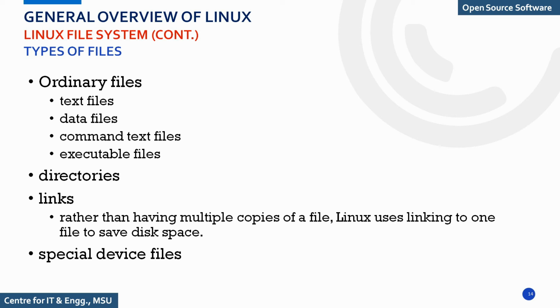special device files. Okay, in Windows, we can compare these types: the ordinary files that we store in Windows, such as PPT and Word files, are called text files. And in Windows, we have exe files as well. As far as directories are concerned, these are the folders that are available in Windows. The folders in Windows are called directories in Linux. And as far as links are concerned, in Windows, we can copy the same file in various places, but in Linux, to reduce disk space, a file's link can be saved in some other space.